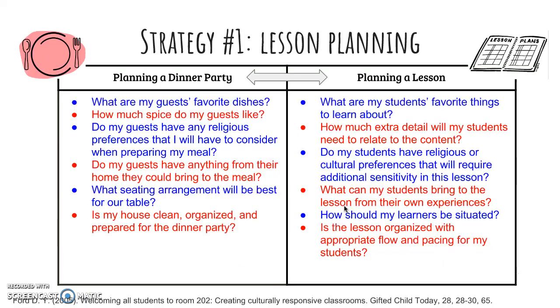The first strategy is when creating a lesson plan to think of it like you're planning a dinner party. Donna Ford suggested these few questions that you might ask yourself when planning a dinner party that you could also ask yourself when planning a lesson. Things such as, do my guests have any religious preferences that I will have to consider when preparing my meal, is something along the lines of, do my students have religious or cultural preferences that will require some additional sensitivity or instruction when I try and teach this lesson?